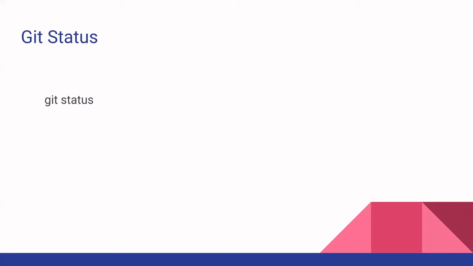Then what is git status? As I mentioned previously, after you make some changes to files, you can check which files you have changed. For that, you can use the git status command. Once you type this, it will show all the untracked files that you have changed in red color.